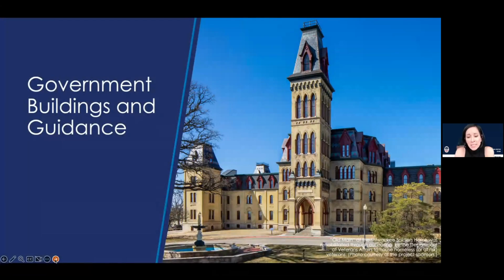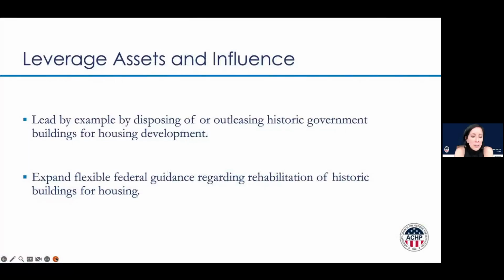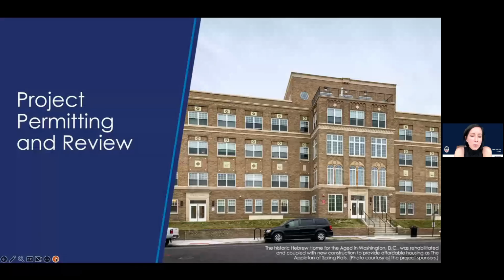There's a whole part in the policy statement too about federal buildings, and I know this is an audience of local commissioners and others, but I just want to flag that we do encourage federal agencies to lead by example, by outleasing, lead by example in terms of the decisions they make with regard to buildings they don't outlease, that they keep in their own purview.